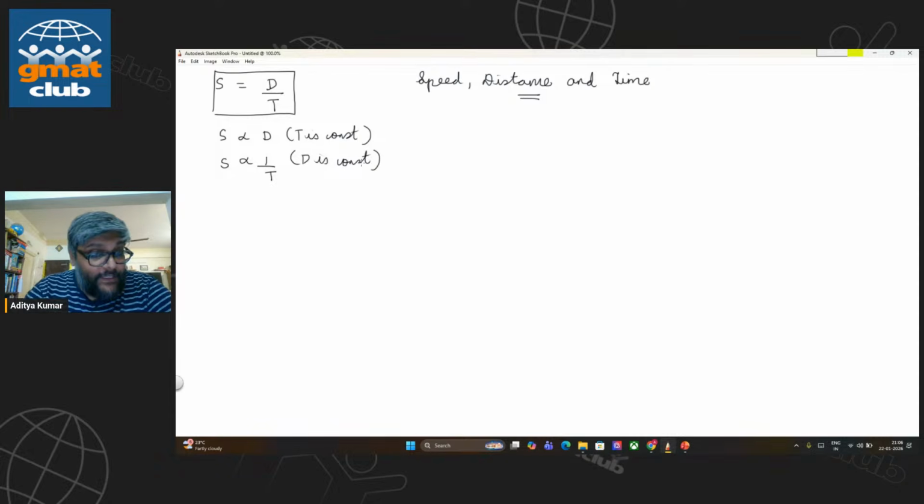So for a fixed time, if you increase the speed, you're going to travel a longer distance. If you decrease the speed, you're going to travel a shorter distance. And for a fixed distance, if you increase the speed, the time would reduce. And if you decrease the speed, the time would increase. And because of this concept of proportions, we have the formula speed is equal to distance by time. Distance on the numerator, time on the denominator.